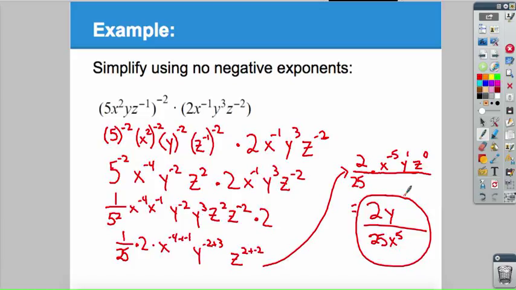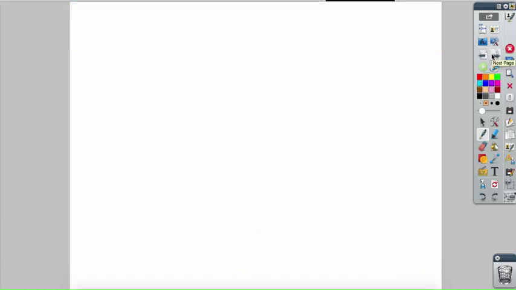And so I took this really ugly problem here to start out with up here, and I've simplified it down considerably. And that'll do it here for negative exponents and practicing those negative exponents within the rules that we already know.